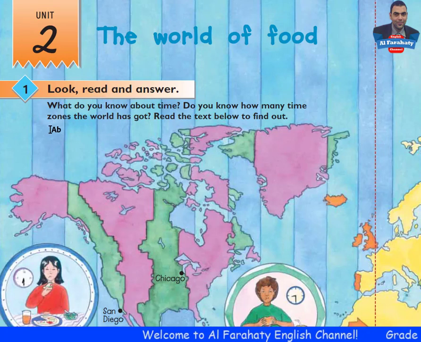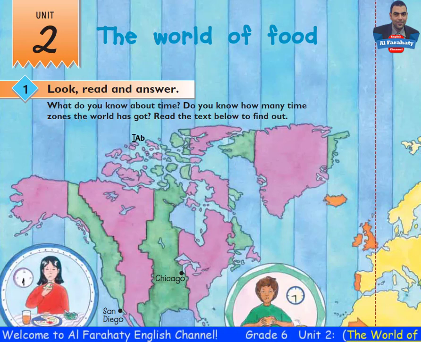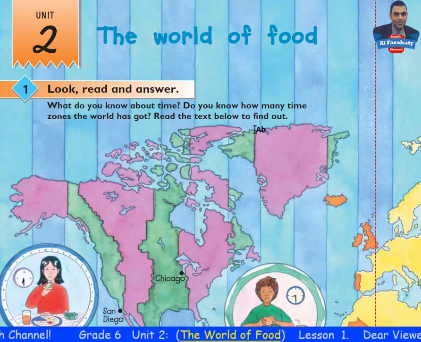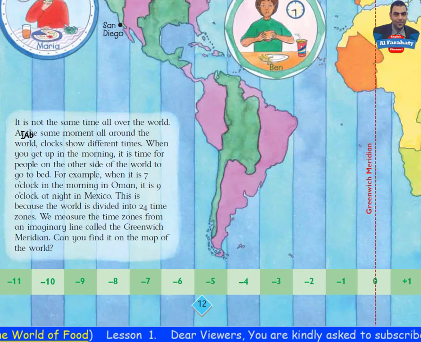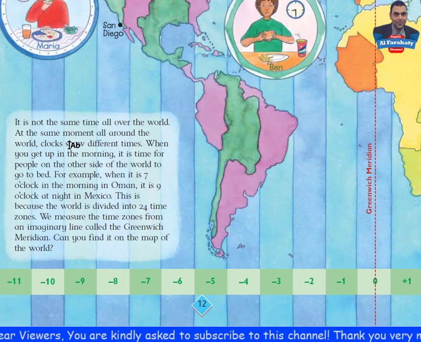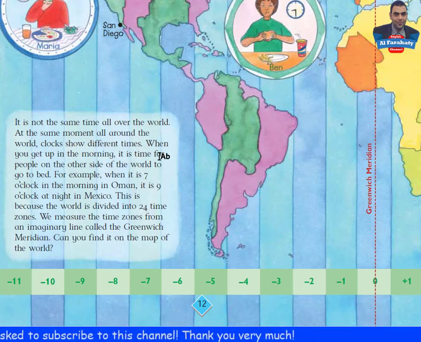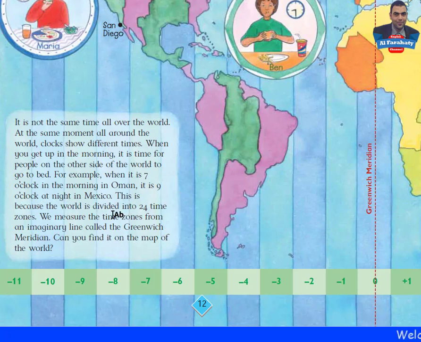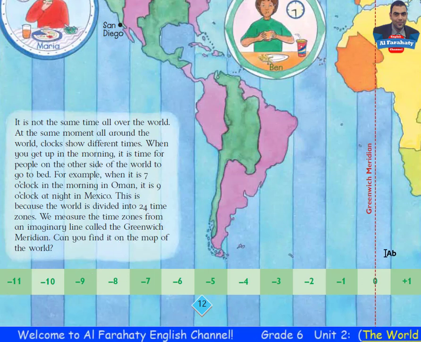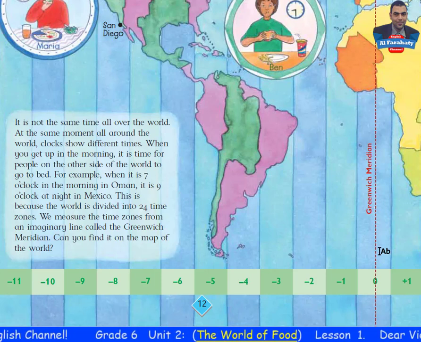Look, read and answer. What do you know about time? Do you know how many time zones the world has got? Read the text below to find out. It's not the same time all over the world. At the same moment all around the world, clocks show different times. When you get up in the morning, it is time for people on the other side of the world to go to bed. For example, when it is 7 o'clock in the morning in Oman, it is 9 o'clock at night in Mexico. This is because the world is divided into 24 time zones. We measure the time zones from an imaginary line called the Greenwich Meridian. Can you find it on the map of the world? Yeah, this is the line. It is an imaginary line. Okay?